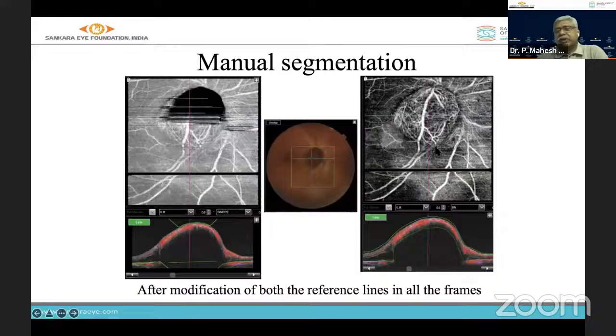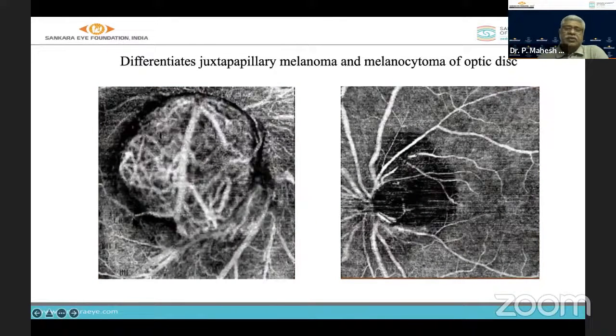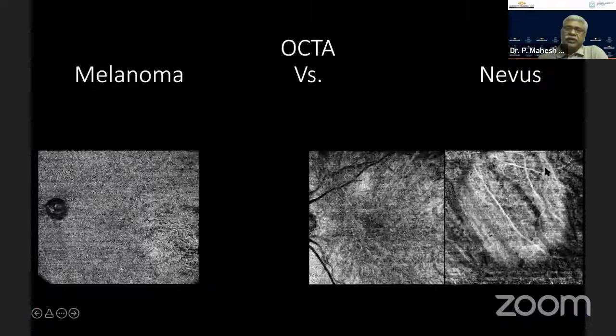So elevated tumors like a melanoma, if you were to segment them individually, then you can get much more information of the tumor vascularity. So here is one patient which has an elevated lesion here and another pigmented lesion which possibly looks like a melanoma. But if you were to do OCTA, you can see that this is vascularized. There is a vascular network within. So this is actually a juxtapapillary melanoma. Here there's no vasculature at all, which is essentially a melanocytoma of the optic disc.